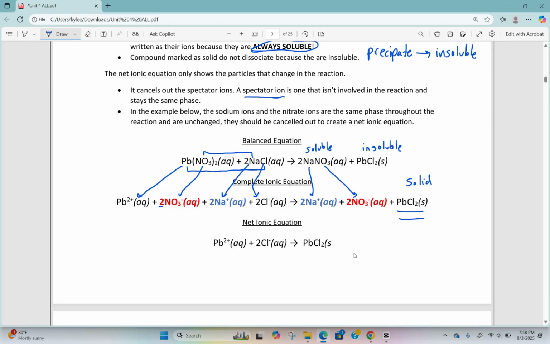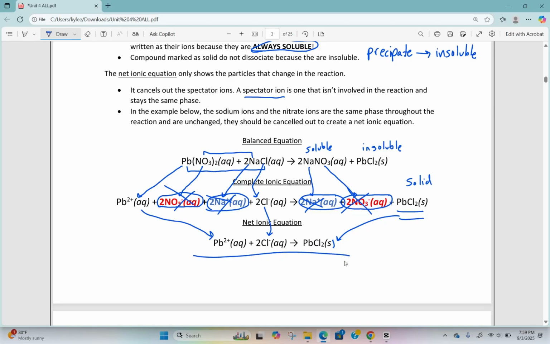From here, I'm going to cancel out the things that appear exactly the same on both sides. And I've highlighted them in red. Nitrate doesn't change at all. So that's one of our spectator ions. So I get rid of that, cross it out. And then sodium, I've got 2 Na plus on the left and 2 Na plus on the right. So that is my second spectator ion. And so what we're left with is lead combines with 2 chlorine ions to form lead chloride, my precipitate. And this is what we call a net ionic equation.